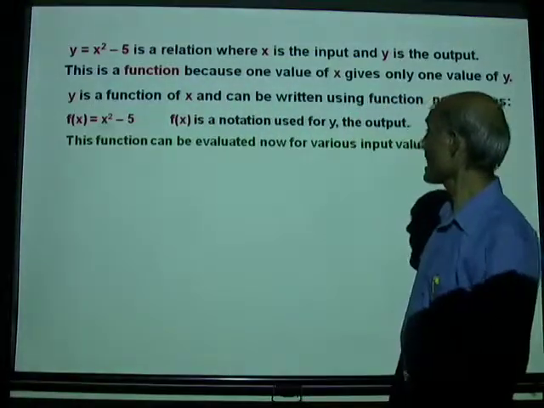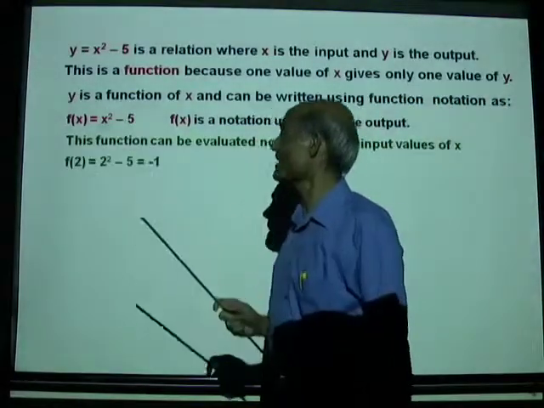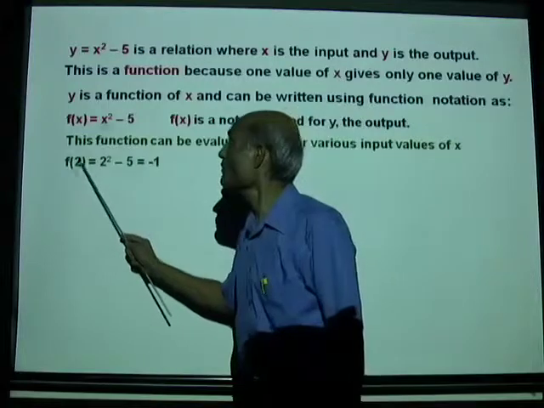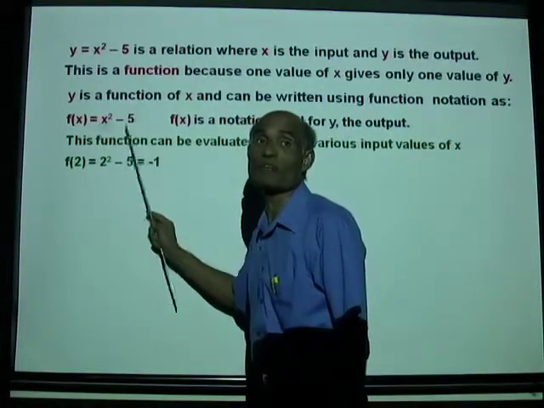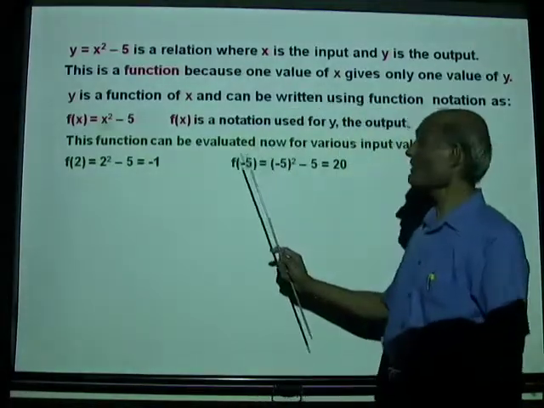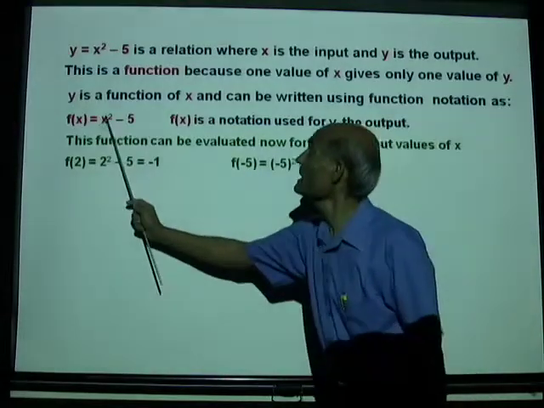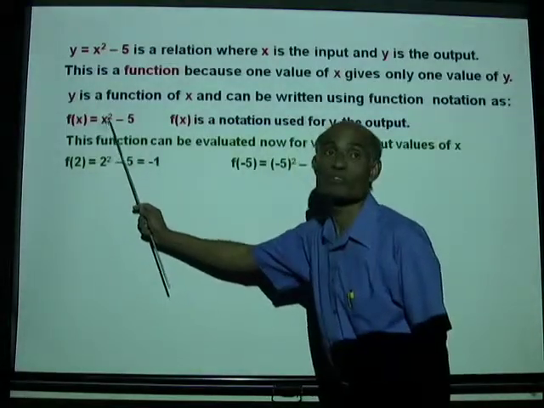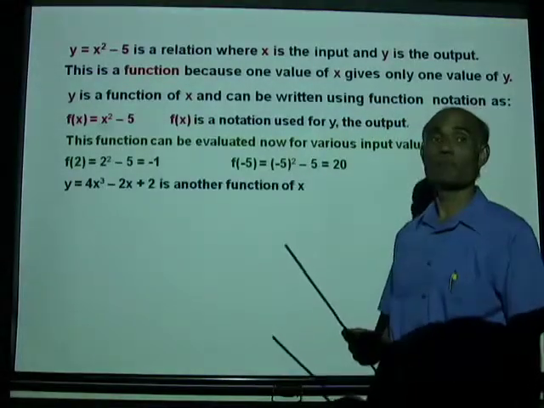Now this function can be evaluated for any input value. For example, f of 2 in this case will be 2 squared minus 5, that is negative 1. How about f of negative 5? F of negative 5 will be negative 5 squared minus 5, that is 20.